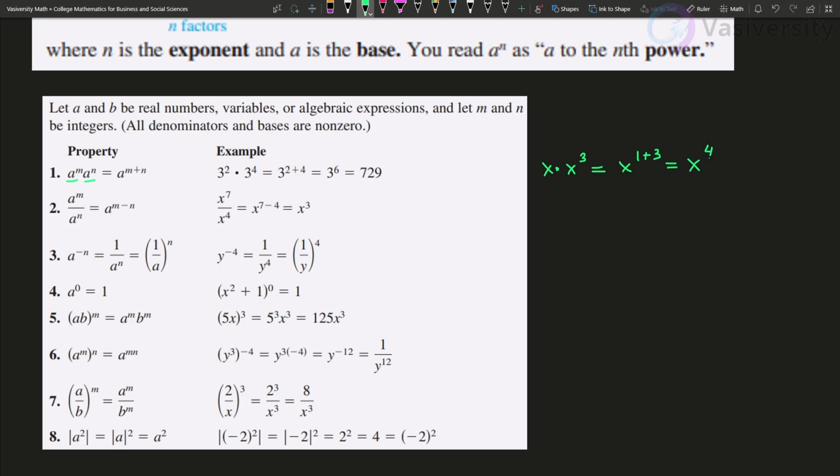And that works actually with any fraction, any numbers including fractions and negative numbers and irrational numbers and any powers of real numbers.